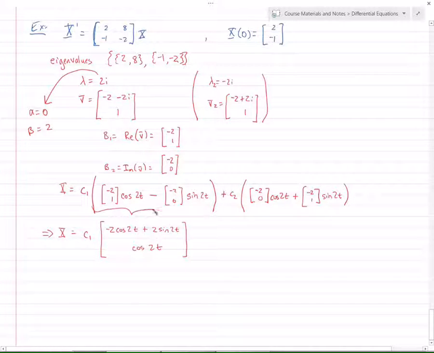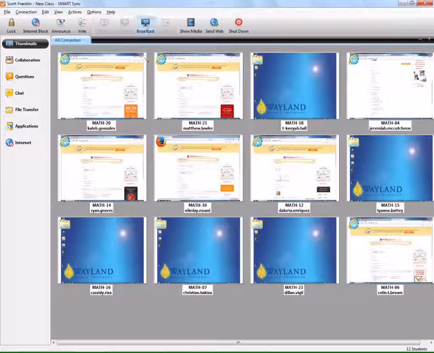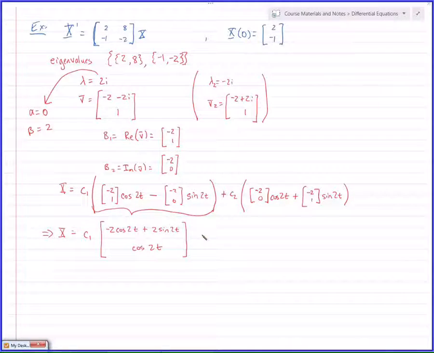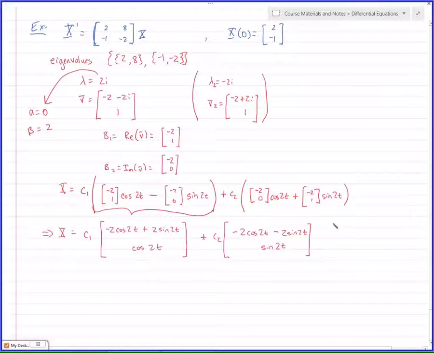That's all of that. I'll go ahead and broadcast so you can see it up close if you need to. And then I would do C2 times, this one's going to be negative 2 cosine of 2t minus 2 sine of 2t, and then sine of 2t down here. And I could have gone ahead and put the C1, C2 in there and write this as one vector. Doesn't really matter. This is just the way that I've typically done it.